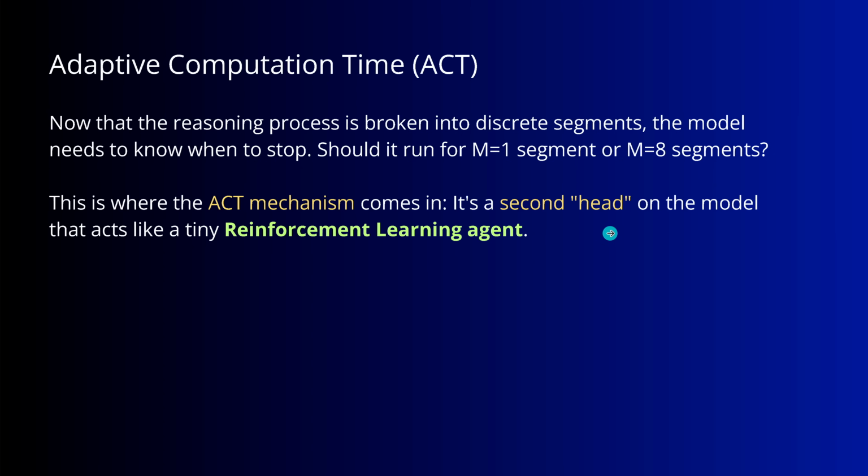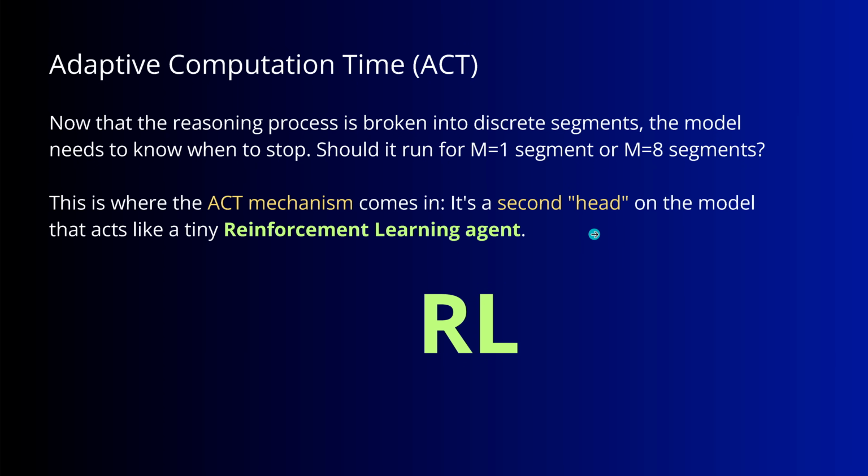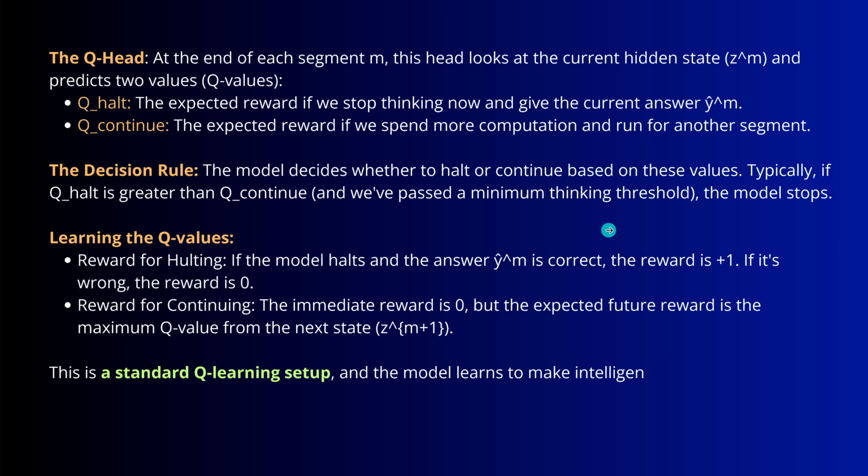It is like a second head on our transformer, on the model, that now acts like a tiny reinforcement learning agent. And you say, wait, is it now possible that we can use our knowledge of reinforcement learning? Because now we have a second head, the ACT mechanism, on the deep structure? Yes, exactly. Now things get great.